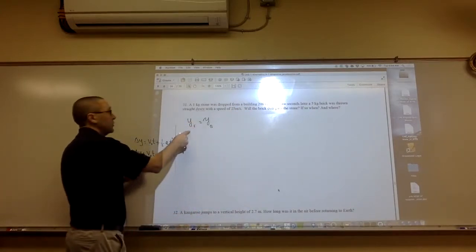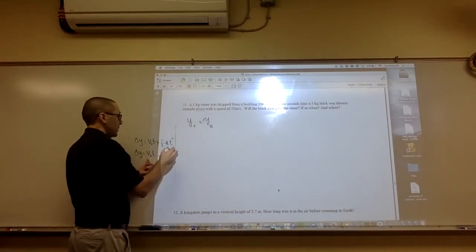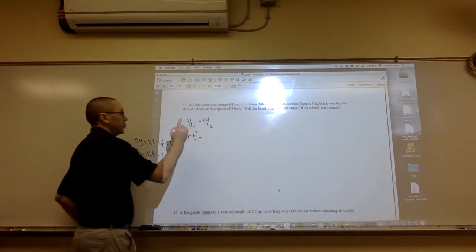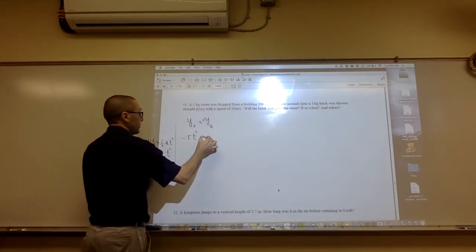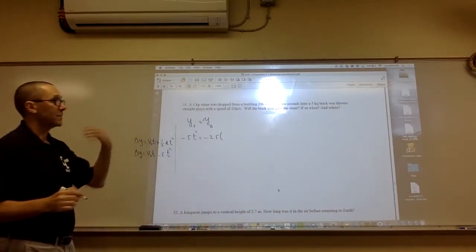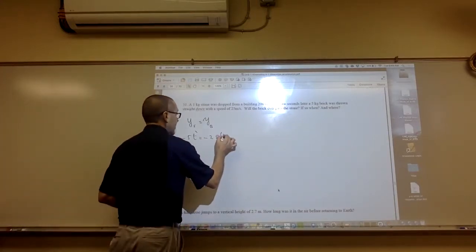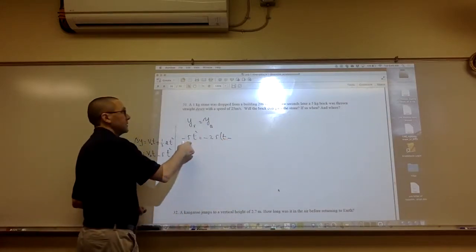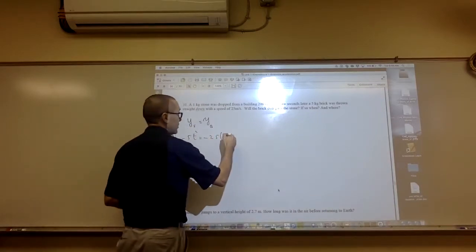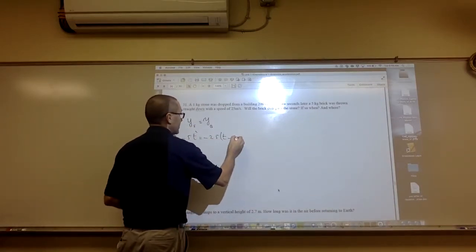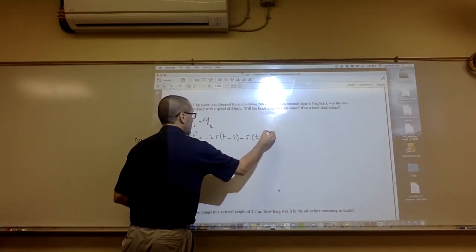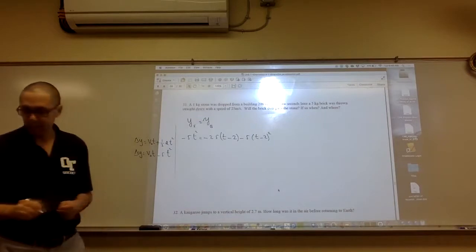For the stone, it was dropped from rest, so it's just going to be negative 5t squared. Now for the brick, the v0 is negative 25, and it was thrown 2 seconds later, which means it takes 2 seconds less than the stone. In other words, the stone has been in the air 2 seconds longer, or the brick has been in the air 2 seconds less. So it's minus 5 times (t minus 2) squared. Now, you can put this in the calculator.